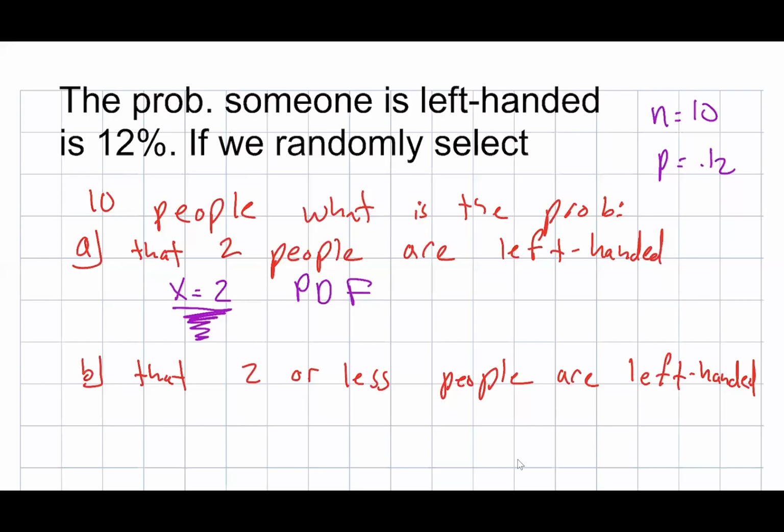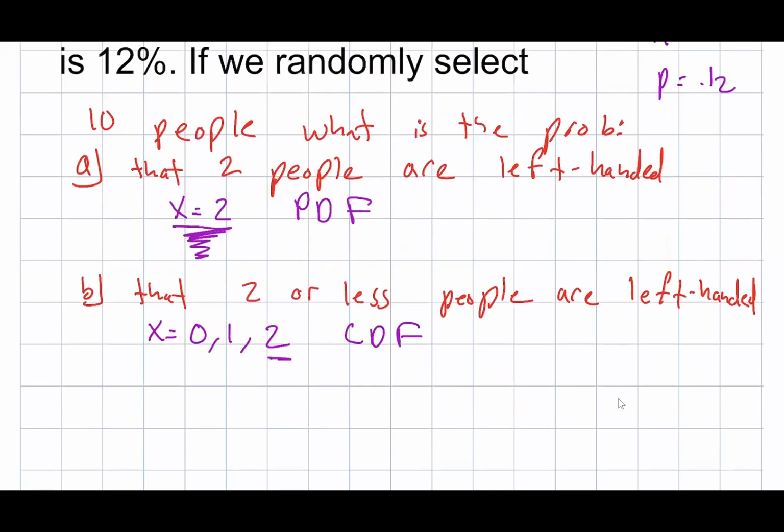It says, let's see, what is the probability that two or less people are left-handed? In this case, X is equal to 0, 1, and 2. So in this case scenario, you want to do binomial CDF because you want the probability of 2, but everything below 2. So that's how you know to use either PDF or CDF.